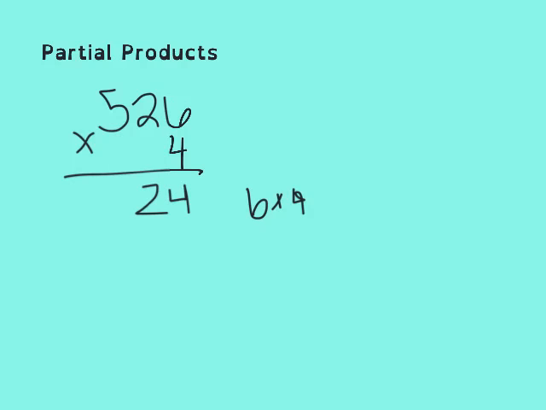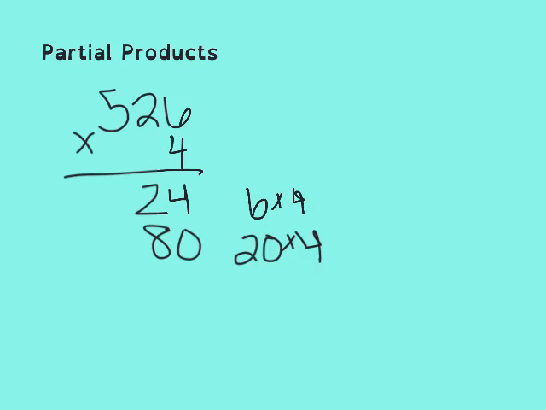Then what we're going to do next is we're going to multiply our ones here by our tens. 4 times 20, right? Because it's the twos in the tens place. 20 times 4. So 2 times 4 is 8 and add 1 0, so 80.